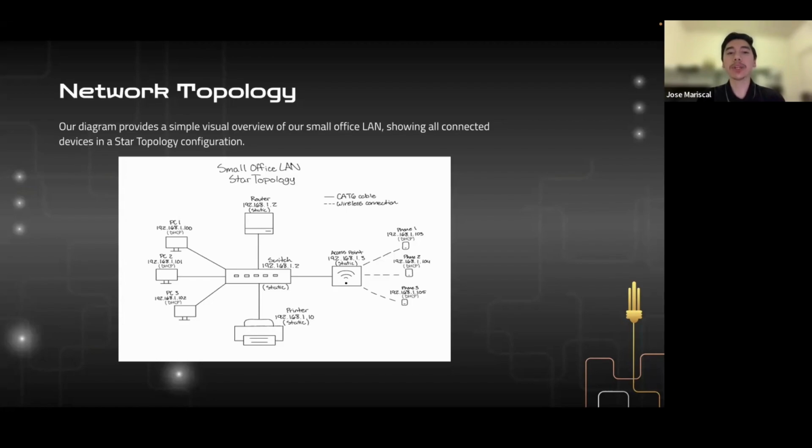Then we have the access point that connects our wireless devices to the Wi-Fi. The office printer is also connected to the switch, so all employees can have access to the printer. And lastly, we have the 3 PCs individually connected to the switch for reliable communication. Every device has its own IP address, allowing them to communicate across the network. Now I'll pass it over to Brittany to talk about the protocols and standards.